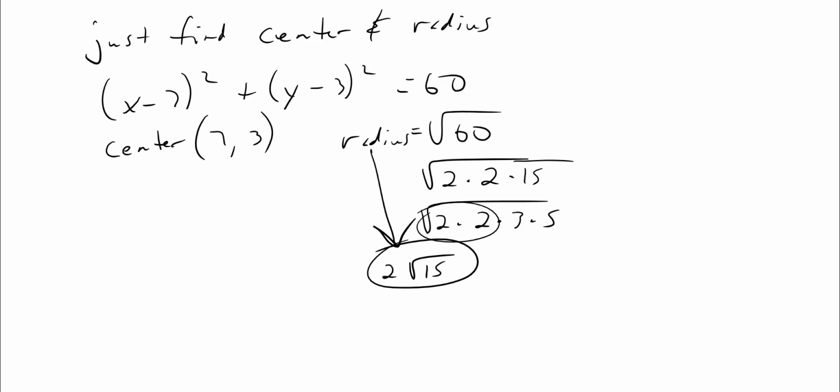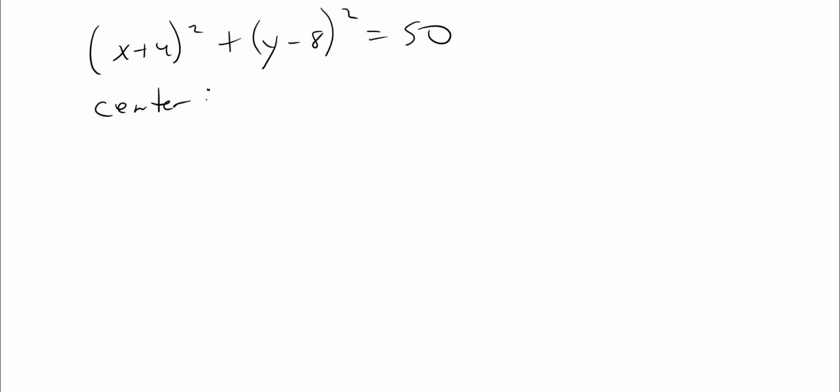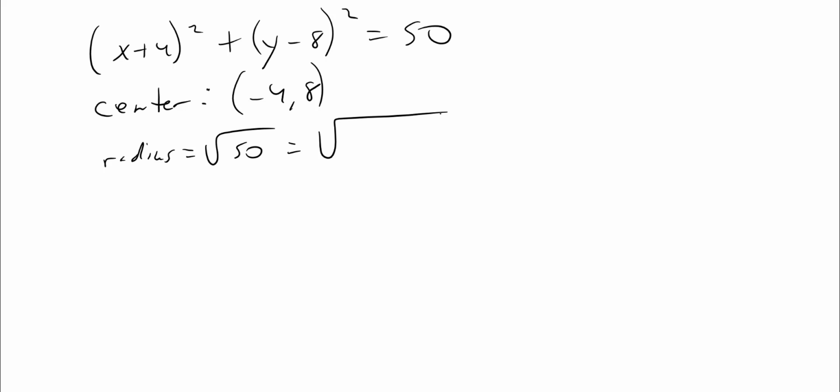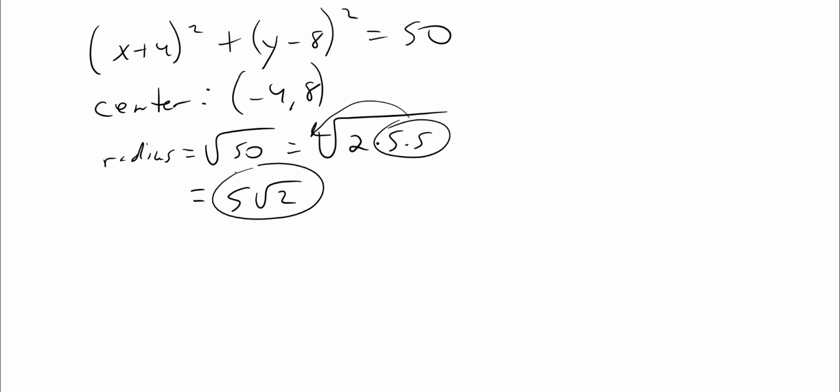Okay, let's do one more here. We'll go with (x plus 4) squared plus (y minus 8) squared equals 50. Okay, center is super easy. Negative 4, positive 8. And the radius is equal to the square root of 50. So we've got to simplify that. Well, that's 2 times 25, and 25 is 5 times 5. So that comes out. So the radius is equal to 5 root 2. Okay? Not bad at all.